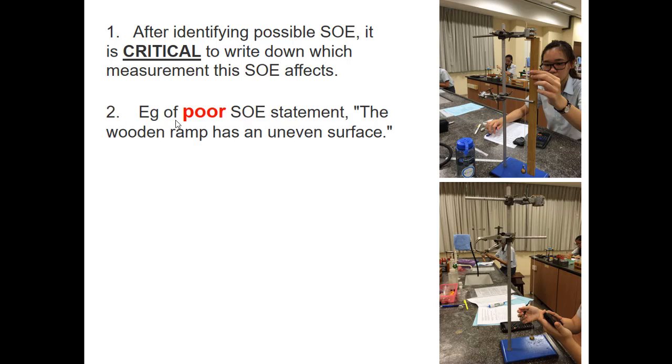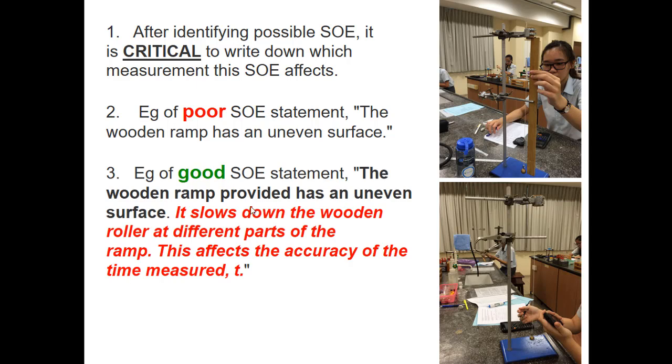So this is one of the examples of a poor source of error statement: the wooden ramp has an uneven surface. So what happened? And this is an example of a good source of error statement: the wooden ramp has an uneven surface, so it may slow down the wooden roller at different parts of the ramp. This affects the accuracy of time measured, T.